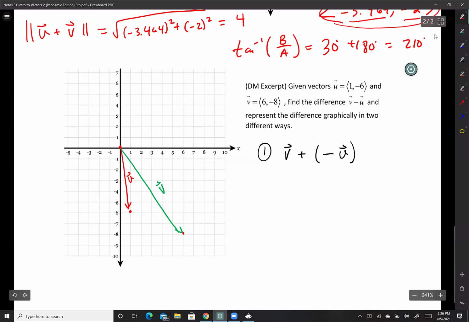So here I am again. And instead of going to 1, negative 6, I'm going to go to negative 1, 6. There it is. That is negative u. And I'll slow down.